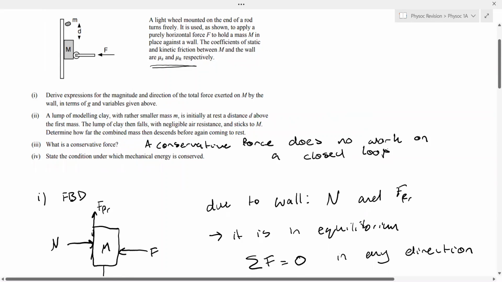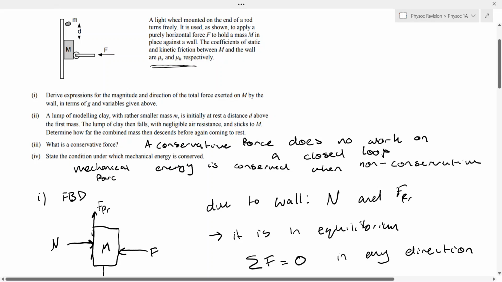And then for this last part, state the condition under which mechanical energy is conserved. So mechanical energy is conserved when non-conservative forces do no work.